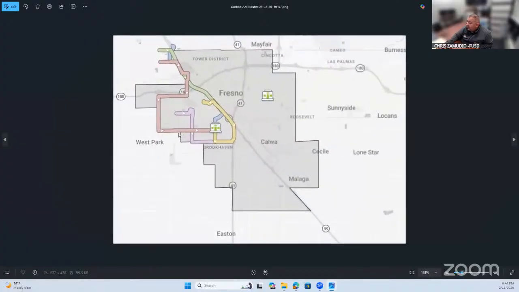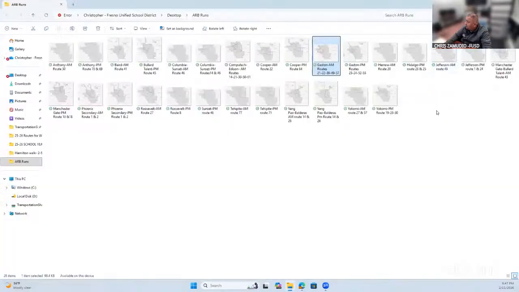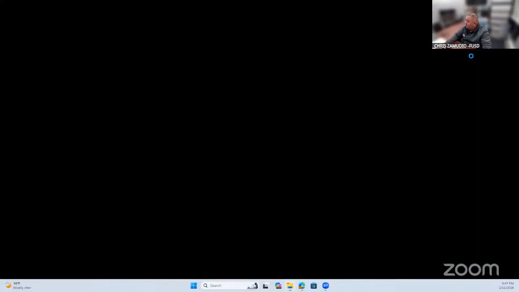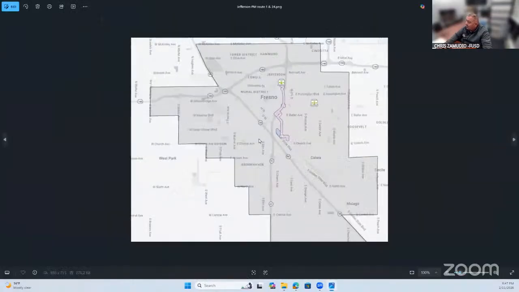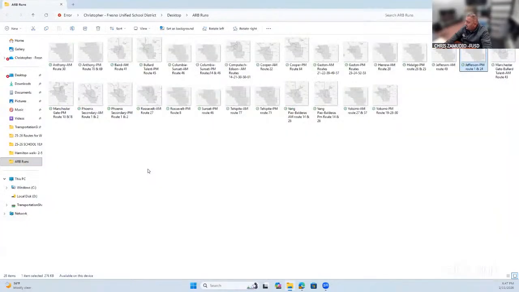As you see, each run path is color coded. This means that we have several different routes or runs that service that school site. So I believe we have one, two, three, I believe we have four buses that currently serve Gaston in the AM and in the PM home to school. I'll walk you through a couple more. We have Jefferson as well, another elementary.